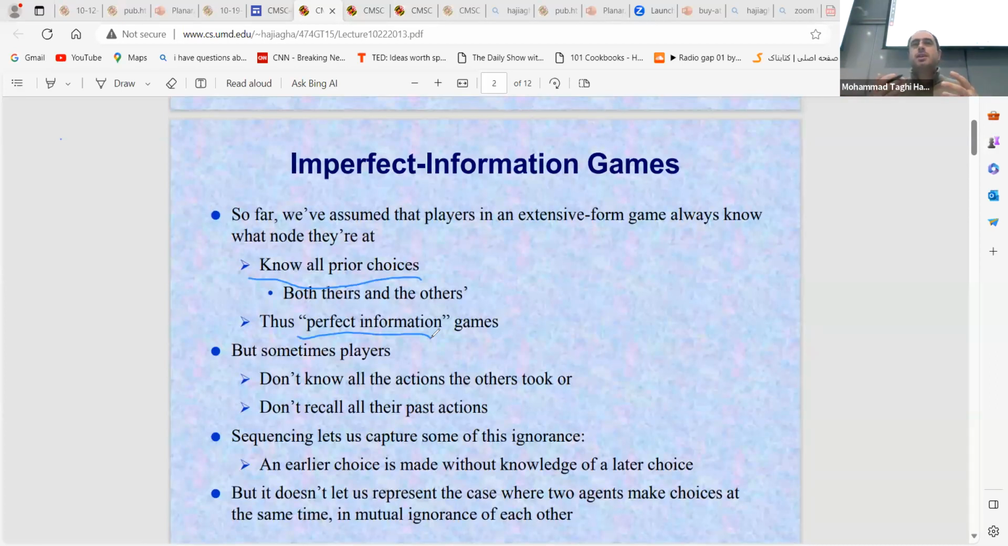So here we try to consider a concept that can address this kind of ignorance. We have some kind of sequencing, and that can be very useful for some cases, but the issue is that it cannot handle all cases. In particular, the concept of simultaneous moves is one of the things that was missing in current perfect information extensive form games, and that's what we try to address.